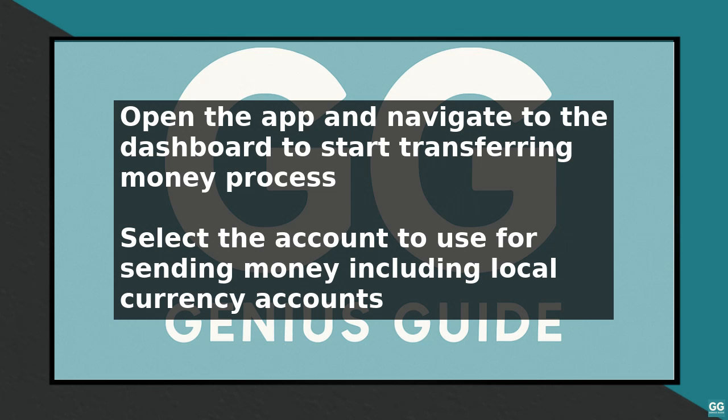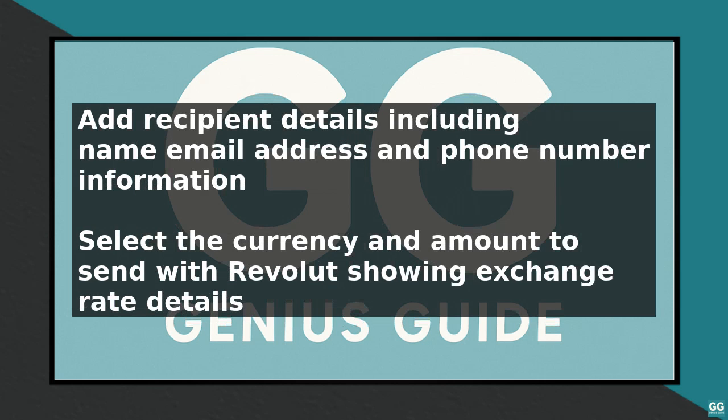After adding the recipient's details, you need to select the currency you want to send and the amount. Revolut will then show you the exchange rate and the total amount the recipient will receive. One of the key concepts to understand when transferring money using Revolut is the exchange rate. Revolut uses the interbank exchange rate, which is the rate at which banks exchange currencies with each other. This rate is usually better than the rate offered by traditional banks and currency exchange offices.